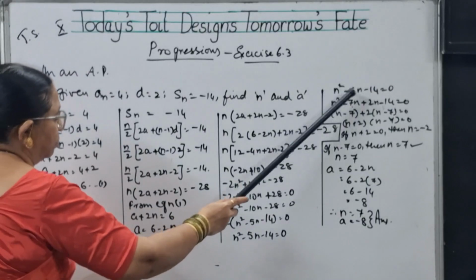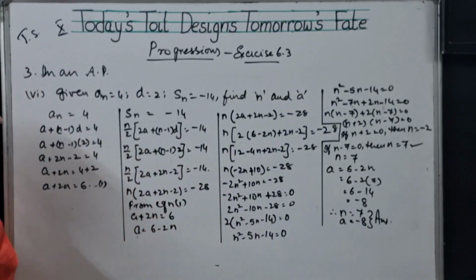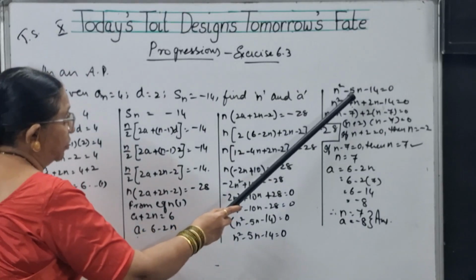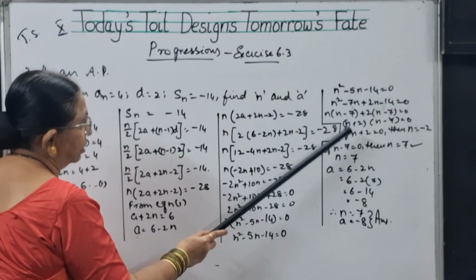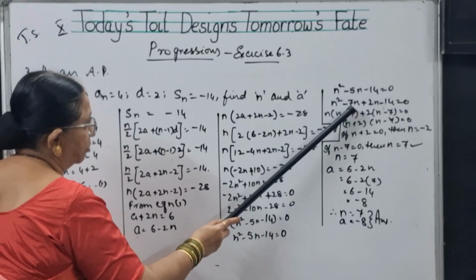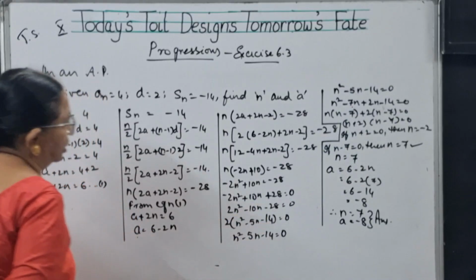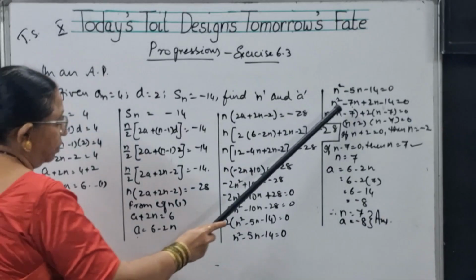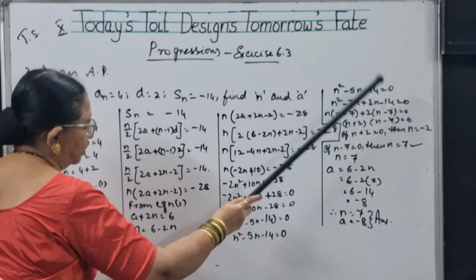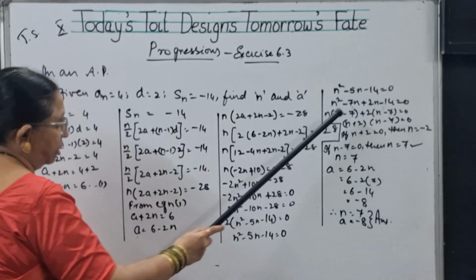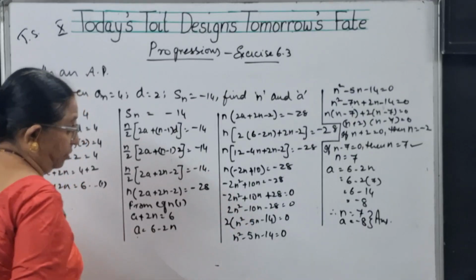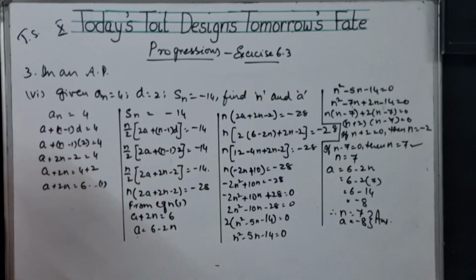So I have bifurcated it. That means I have split the middle term. After splitting the middle term, I have got n value. See, n square minus 7n plus 2n minus 14 is equal to 0. Minus into plus is minus, 7 twos are 14. That is right. Minus 7 plus 2 is minus 5. So my splitting is correct.